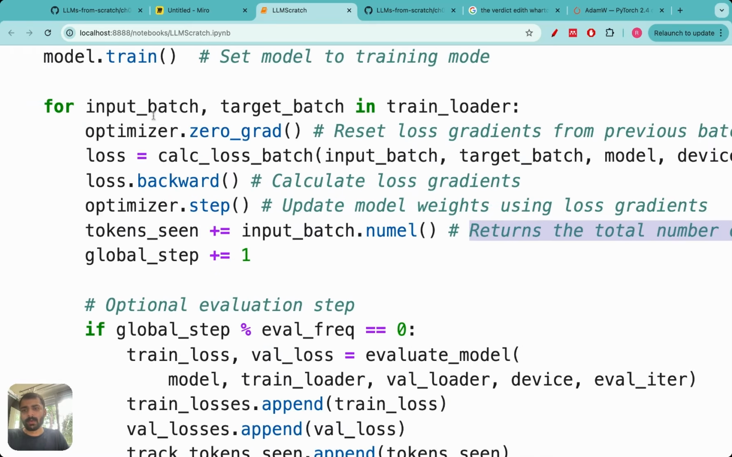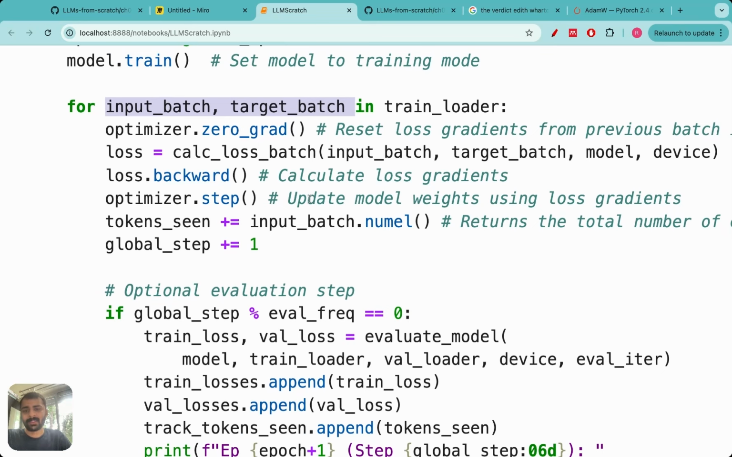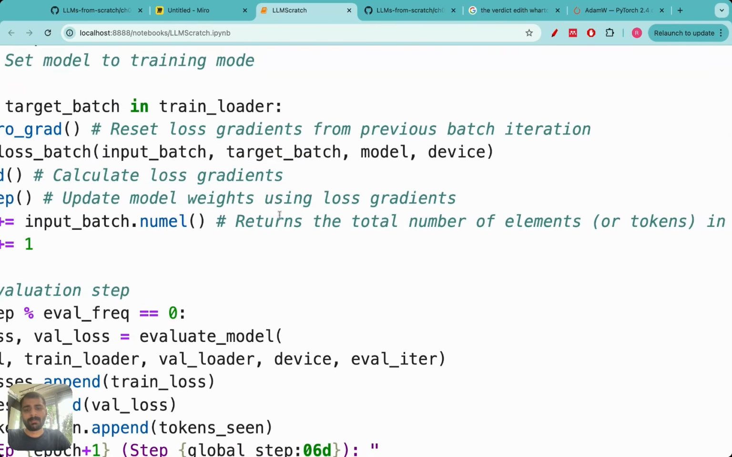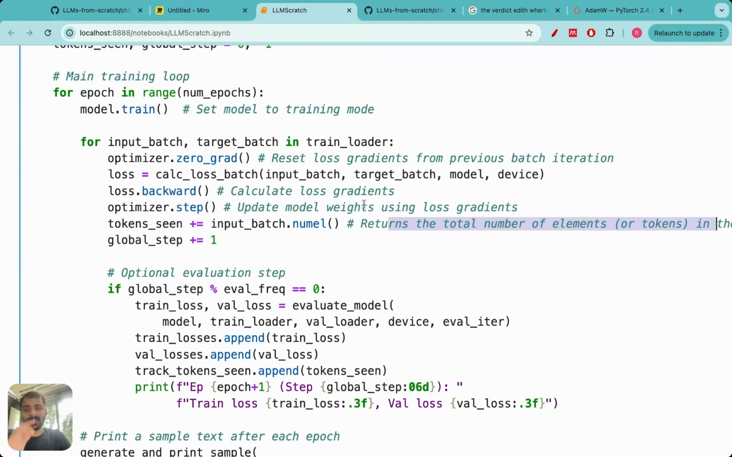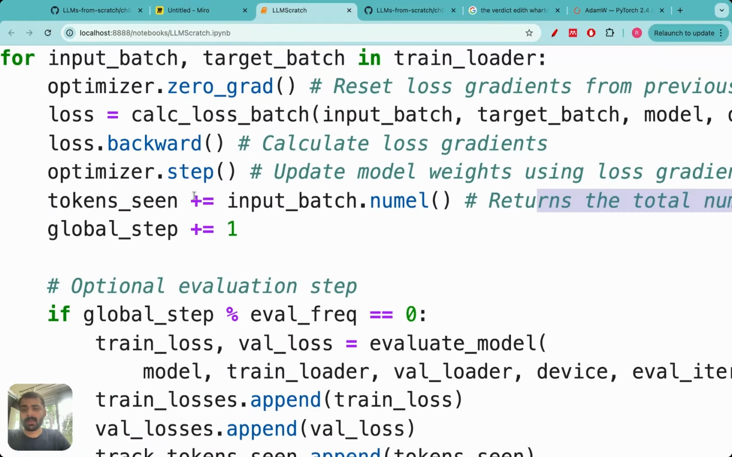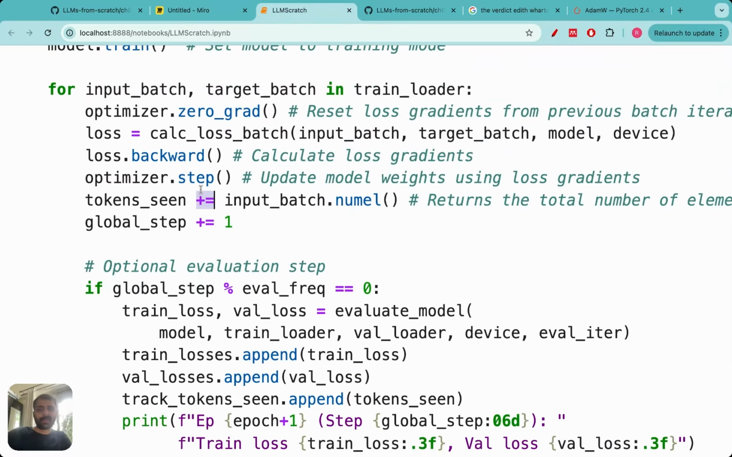But let's say we are looking at the input and target batch, and the context size is 256. So we are looking at 256 tokens in one sample, 256 in the second sample. So we are looking at 512 tokens in one input batch at a time. So tokens seen will just return the number of tokens which we are seeing at a particular time, and it will get added up as we loop through the different batches.